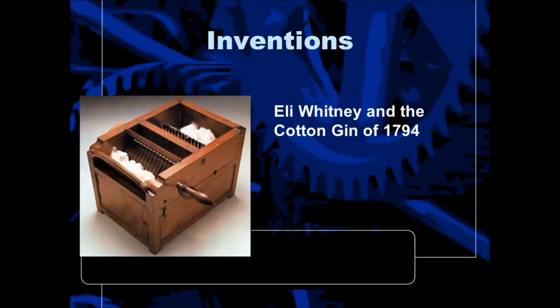Now, I'm sure you probably heard of Eli Whitney and the cotton gin. He invented the cotton gin in 1794. And again, remember, that's around that same time period that you have Gabriel Prosser, who is going to do the slave revolt in Virginia and be killed because of it.